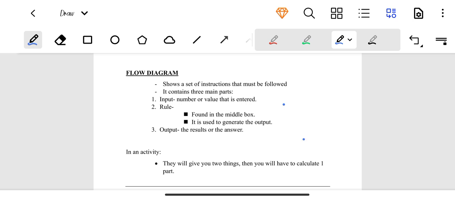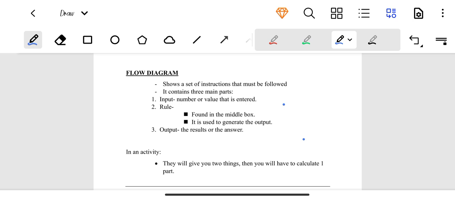The next thing that you have to note is that the rule is found in between. It is usually in the box. I'll show you the example. In the example that I gave, the rule may be the stove, putting the pot on the stove, and all those steps that you do.